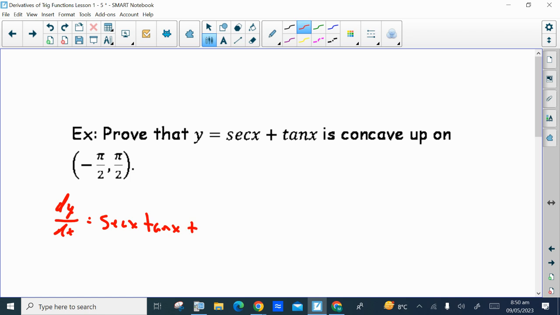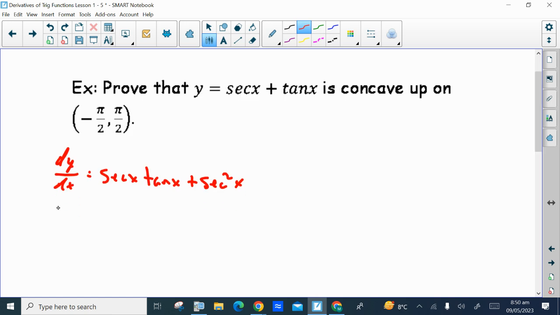Plus the derivative of tan x is sec squared x. So there's our first derivative. And in this case, if you wanted to, you could take out a common factor of secant x, which will give us tan x plus 1. You're going to have to use the product rule to differentiate this, but you would have had to use the product rule up top anyways, because the first term is a product.